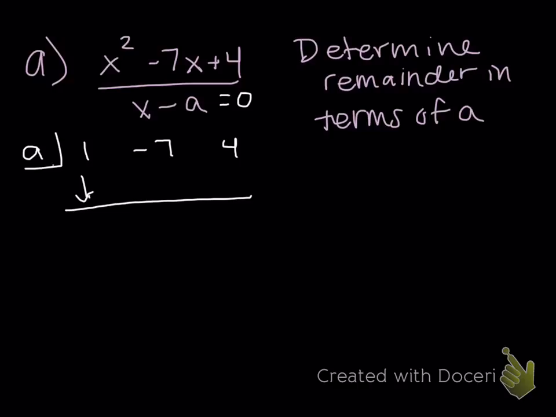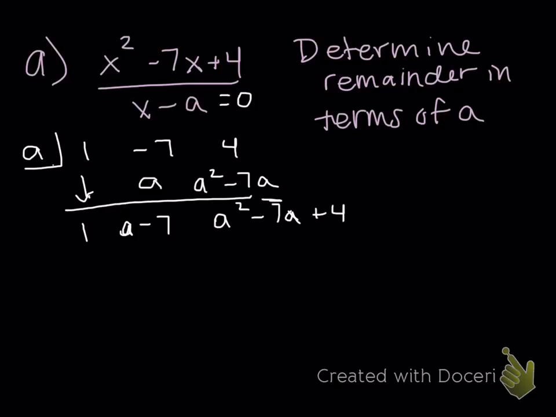So we talked about yesterday that you drop your first term, and then we go through this series of multiply, add, and so on. So 1 times A is A. Now when I add straight down, they're not like terms, so I'm going to say that this is A minus 7. And now I have to multiply by A, so when I distribute A, I'll get A squared minus 7A. And then I add, and there are no terms to combine, so I just add straight down. And for the remainder spot, I'll get A squared minus 7A plus 4.